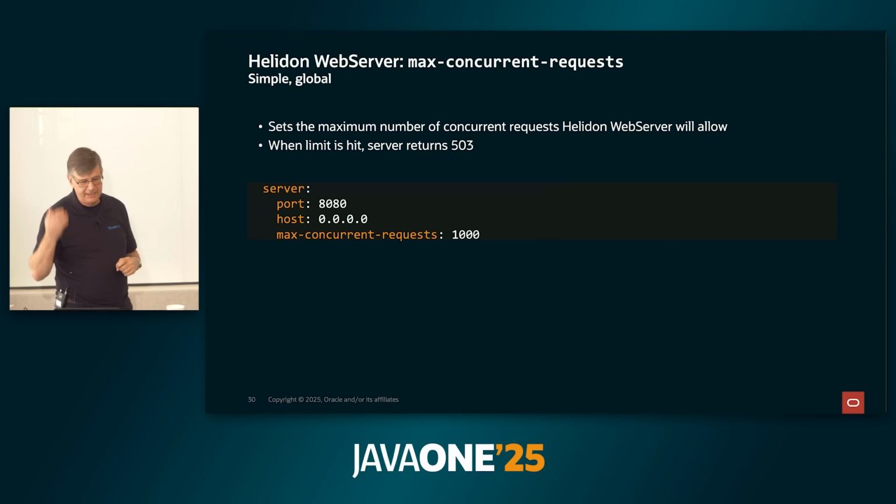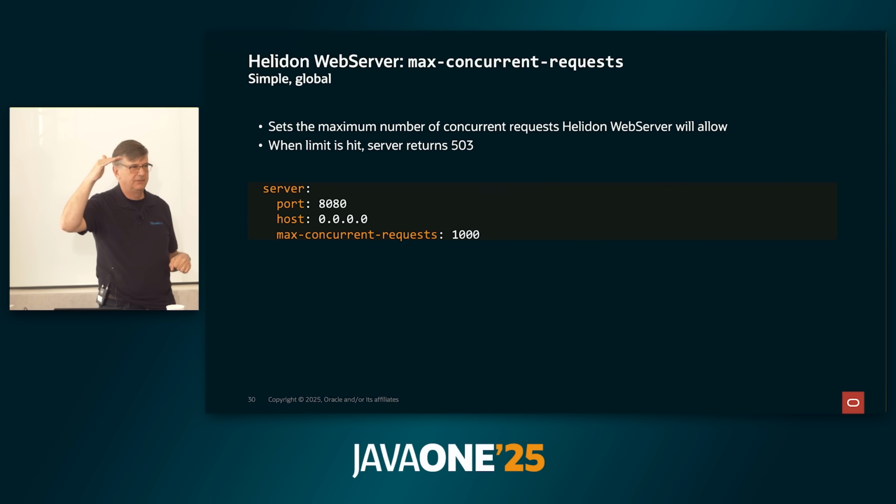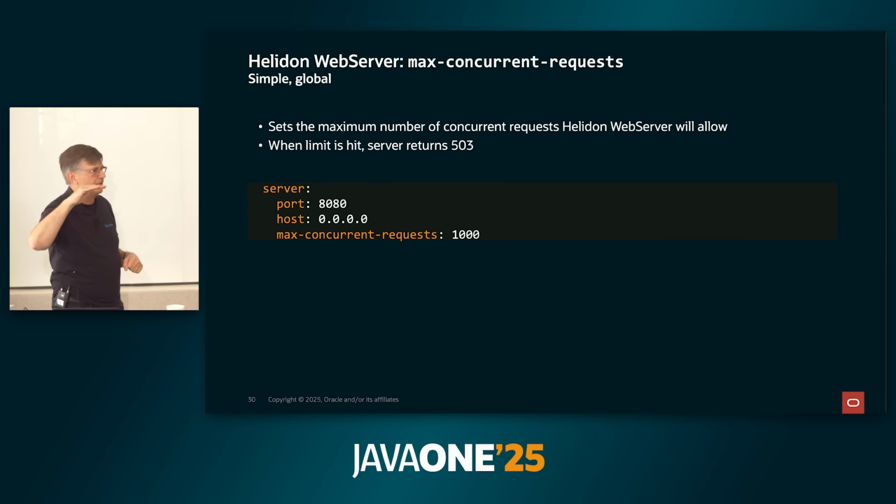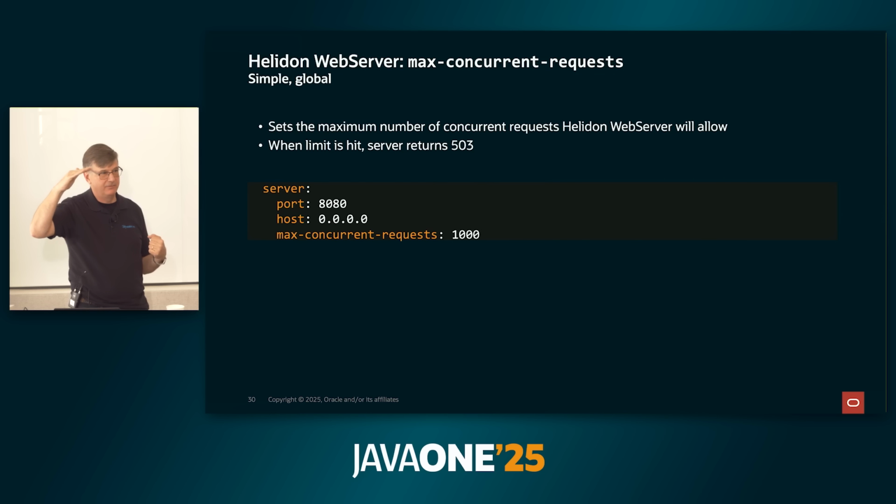In Helidon, we have a number of features to help with this. So we have a very simple, blunt, global feature, a max concurrent requests. So if you set this in your configuration for the Helidon server, in this case it's set to 1,000, then when the server has 1,000 concurrent requests running, it will start rejecting requests with a 503. So this is a very simple mechanism to put a cap on the number of concurrent requests. We often recommend you set this above your expected burst load on your application. So it's kind of a safety net, right? A ceiling that you know your server won't go above.